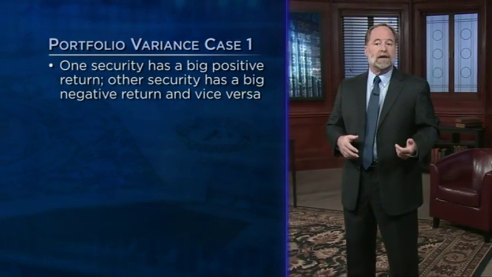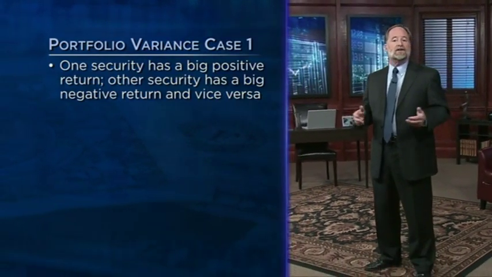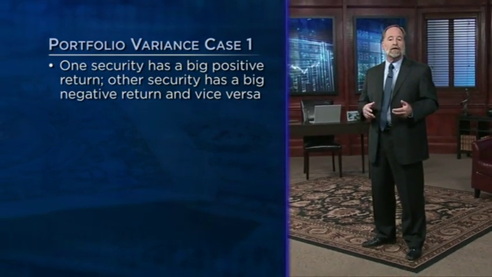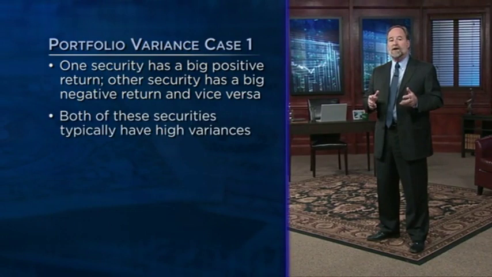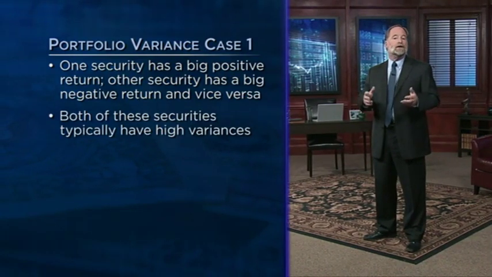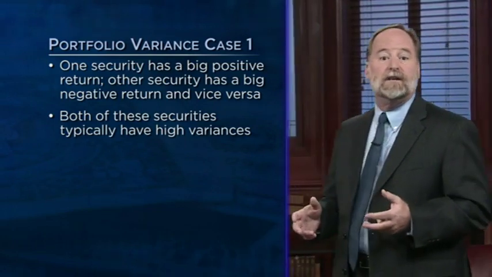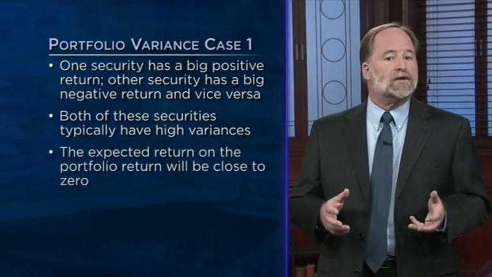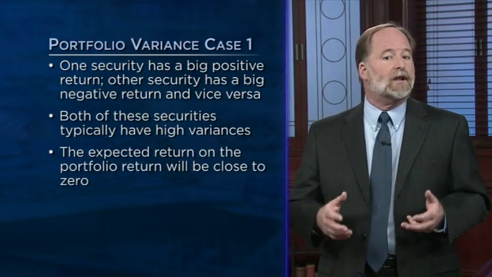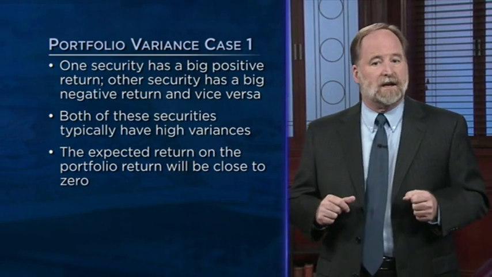And when the first has a big negative return, the other has a big positive. Let's say that these securities very infrequently have small or medium negative or positive returns. Thus, both of these securities have high variances when considered alone. Now consider a portfolio with a 50-50 split between the two securities. In this case, the expected return on the portfolio will clearly be close to 0. What about the variance in this case?